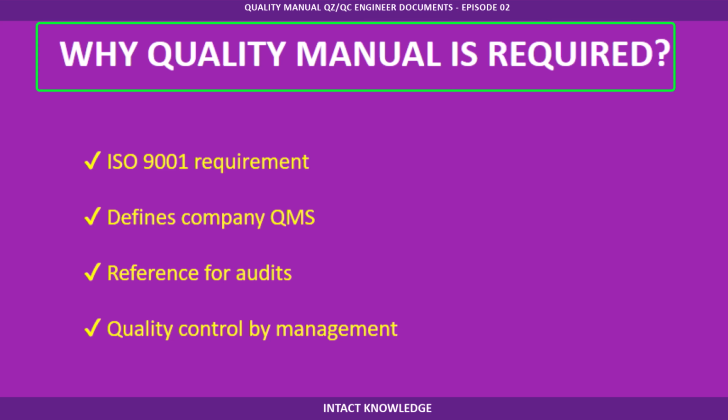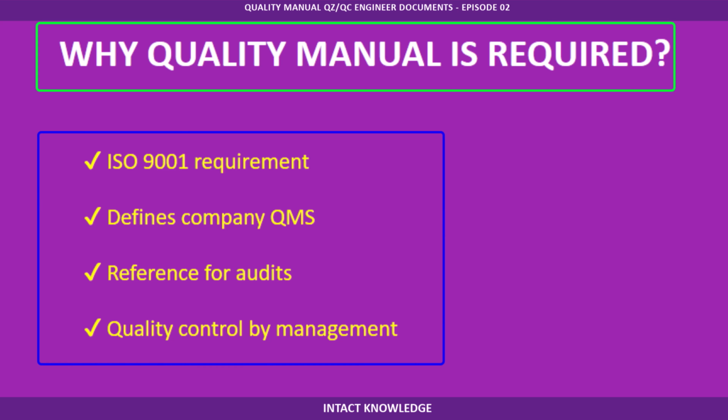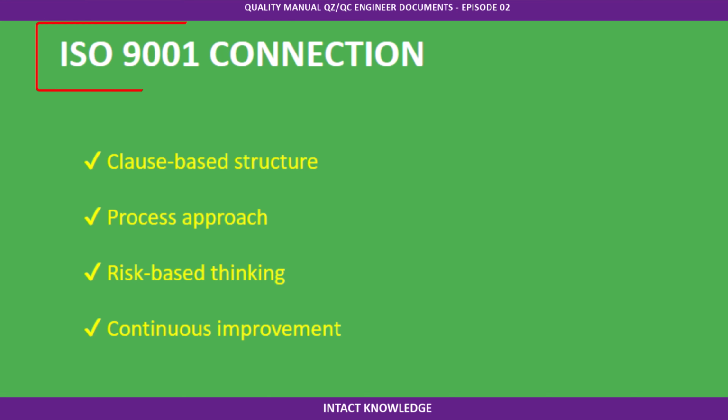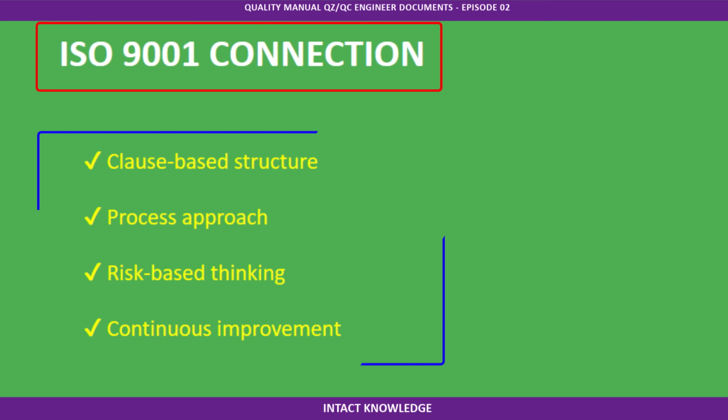Why is a quality manual required? A quality manual is required because ISO 9001 demands documented information about the QMS. It acts as a reference document during internal and external audits. ISO 9001 connection: the quality manual is prepared according to ISO 9001:2015 requirements. It aligns company processes with ISO clauses, risk-based thinking, and process approach.